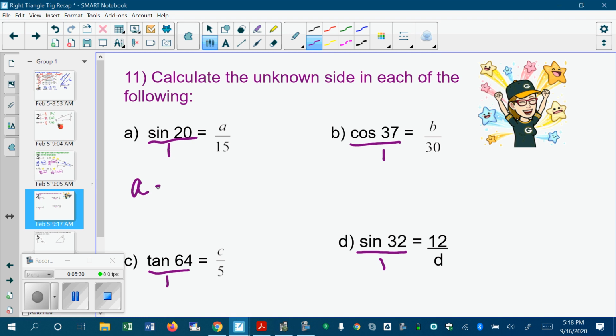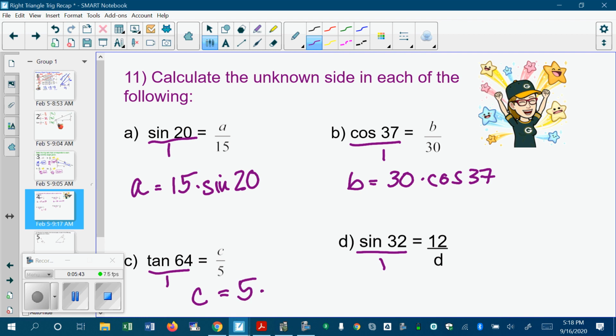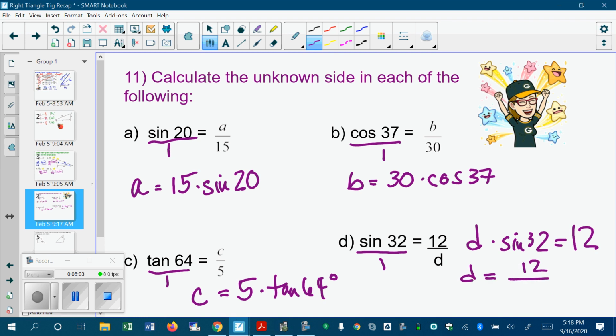So for instance, A would equal 15 times sine of 20 degrees. B would equal 30 times the cosine of 37 degrees. C would equal 5 times the tangent of 64 degrees, and this one's a little different. D times the sine of 32 degrees would equal 12. This one's different because I didn't automatically get the variable by itself, so I need to make that happen by doing 12 divided by sine of 32.